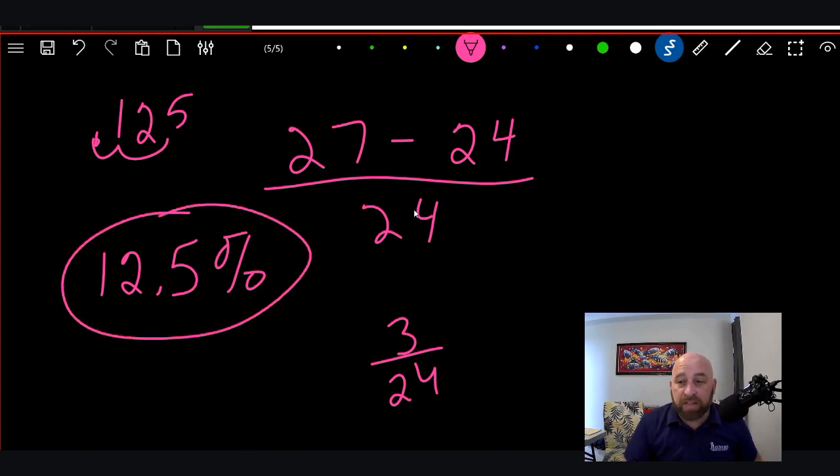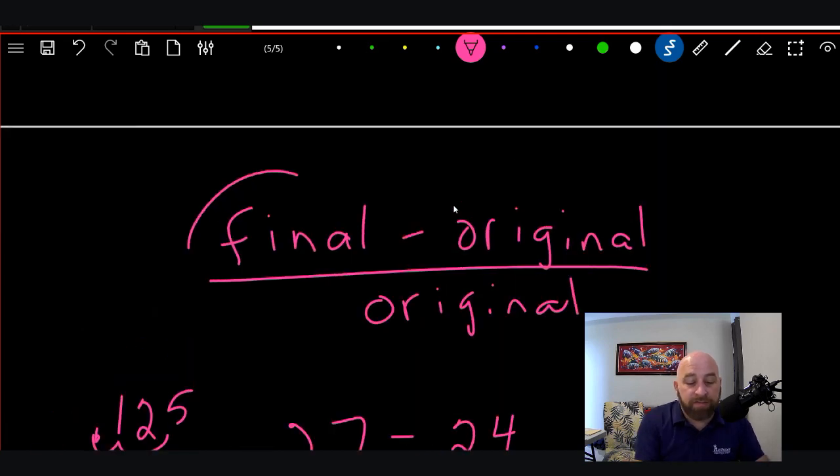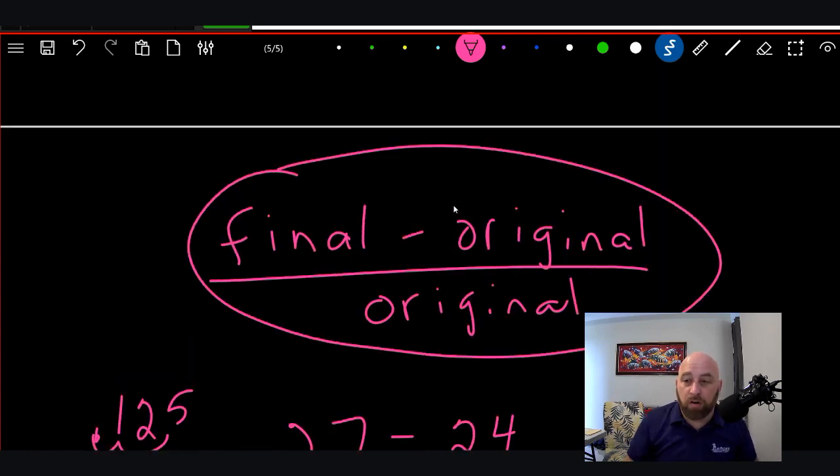So the percent change between June and July was about 12%. So that was a 12% increase because we went up. June was lower, July was higher, so we went up. So this would be a positive. This would be an increase, not a decrease. All right, so that's important to make sure that you know that little formula right there. Final minus original over original. And then just do the math there, and you'll be able to come up with those.